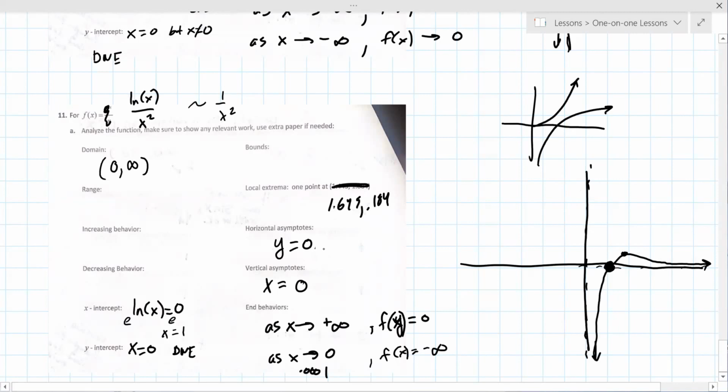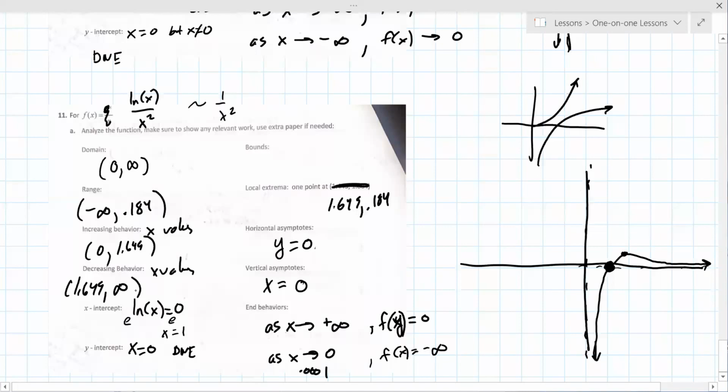Okay, range. Now we can do range. Range is minus infinity, and then there's the maximum value at 0.184. Oh, okay. Yes. Increasing behavior. So it increases from 0, looking at x values. These are x values, and same with decreasing behavior, looking at x values. It increases all the way up to 1.649, but then it decreases the rest of the way here. So 1.649 to positive infinity, because you're going to the right. You're looking at the x values. Right.